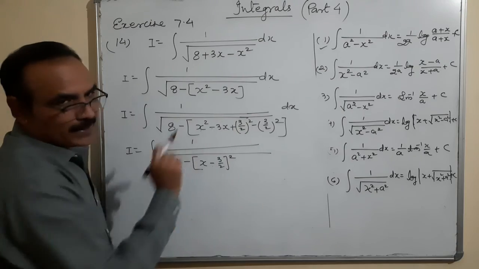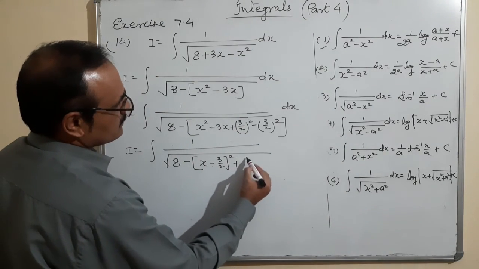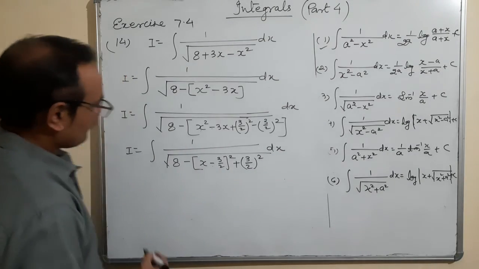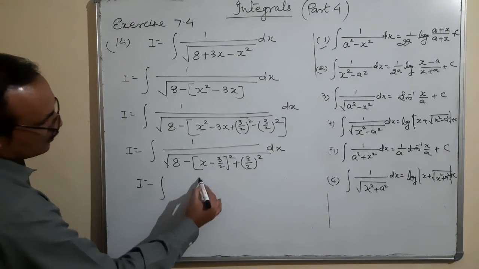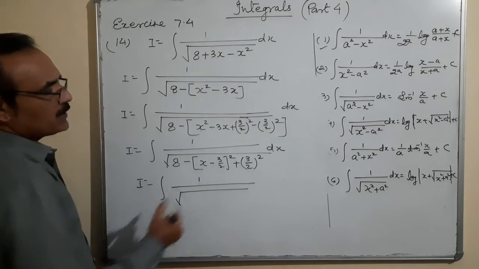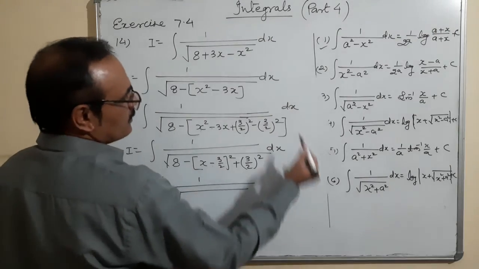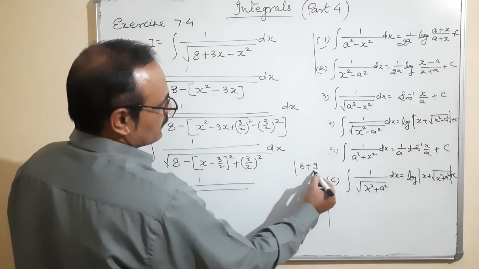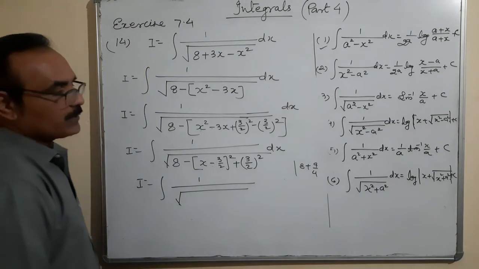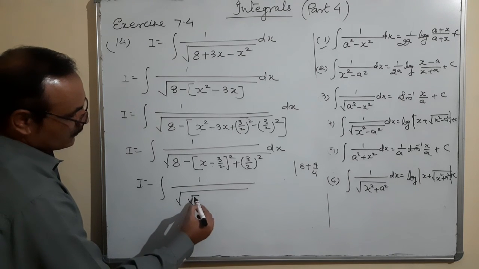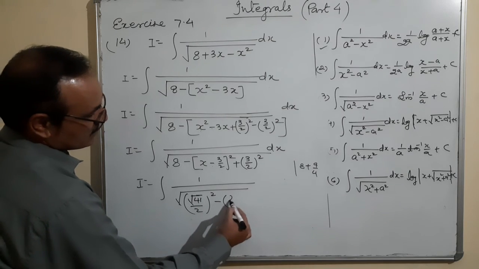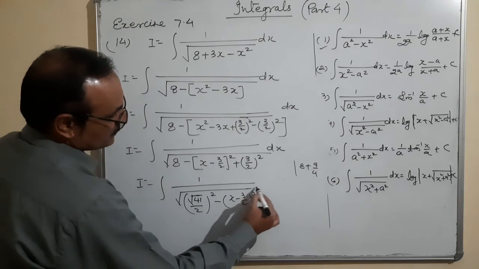Minus multiplied by this minus becomes plus (3/2) whole square dx. Is that okay? I is equal to 1 upon under root 8 plus (3/2) whole square. 3 squared is 9 by 4, so it is 8 plus 9 by 4. 8 times 4 is 32, 32 plus 9 is 41 upon 4. So I write here under root (√41/2) whole square minus (x minus 3/2) whole square dx.